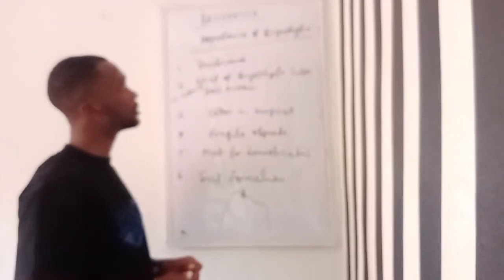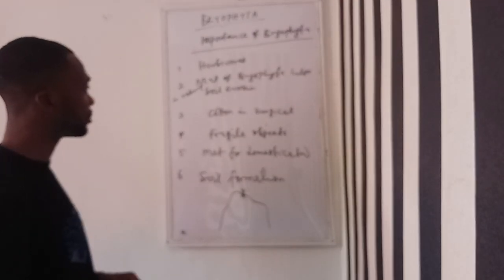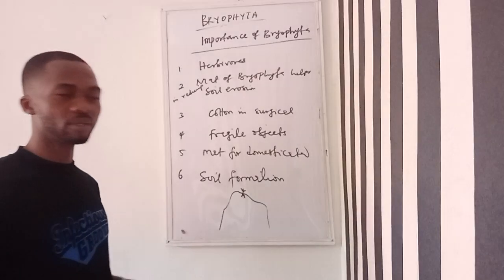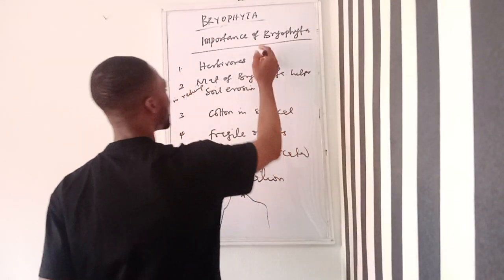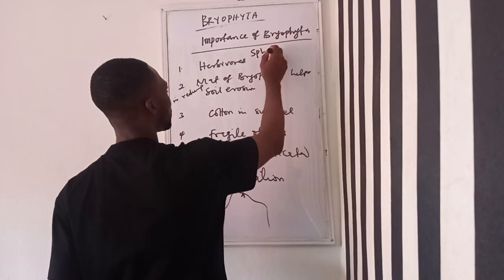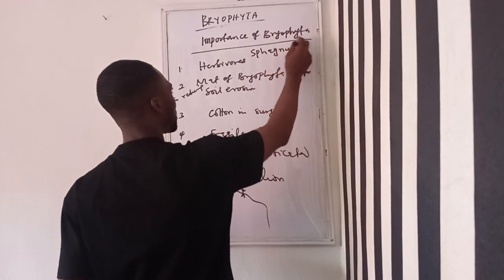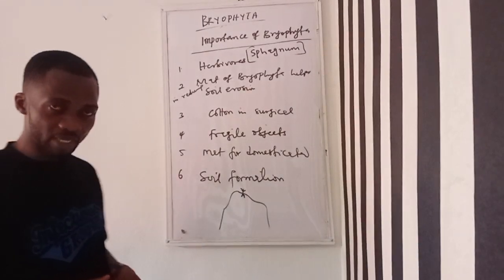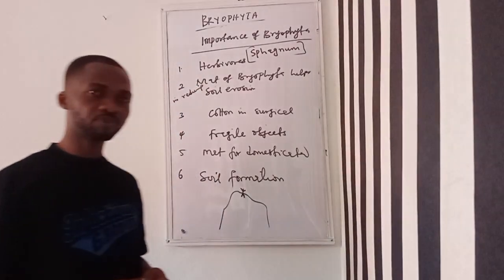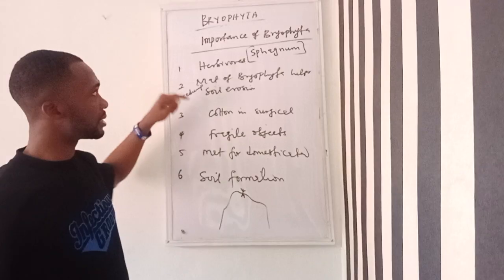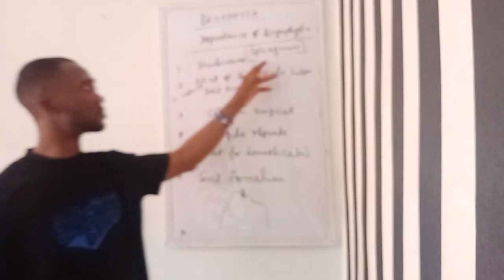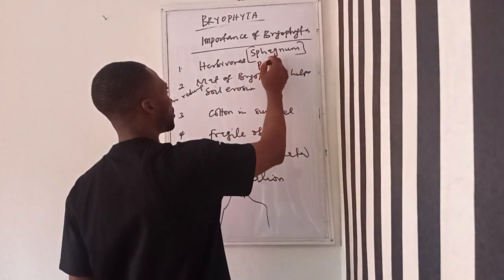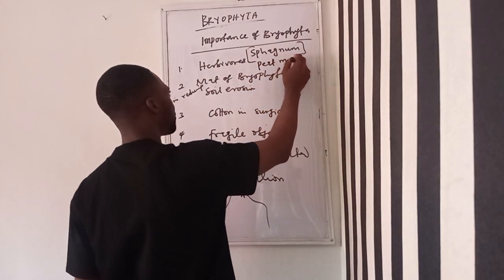And this can be found in the most important bryophyta. What I just said now, you can see that in the genus they call the sphagnum. The sphagnum is the most economically important bryophyta. The most economically important bryophyta is known as the sphagnum or the peat moss.